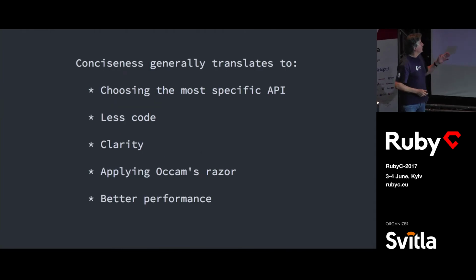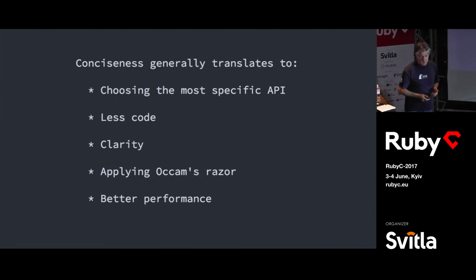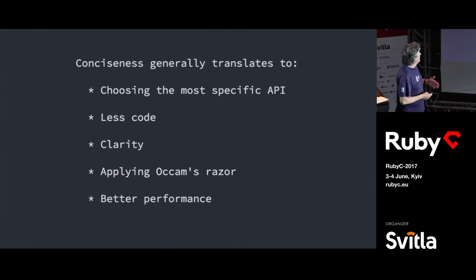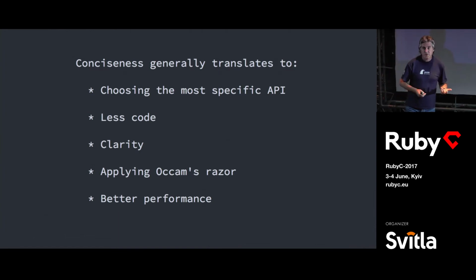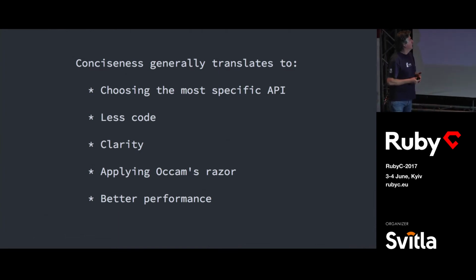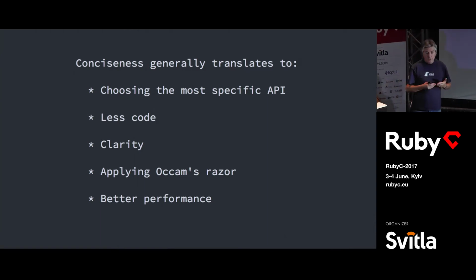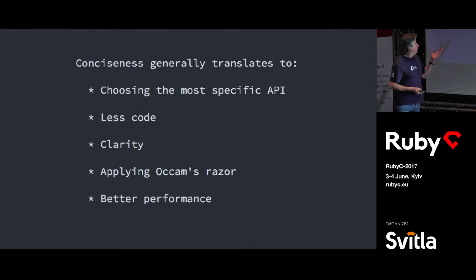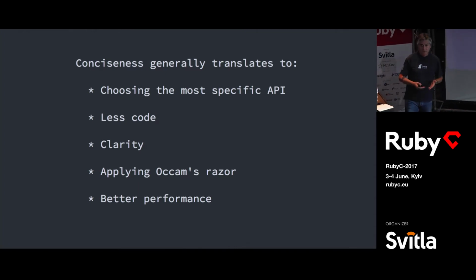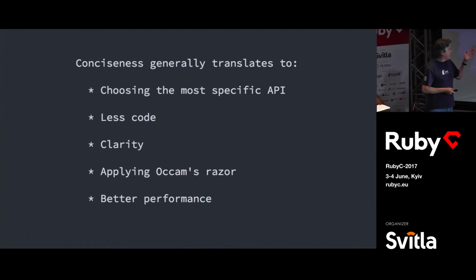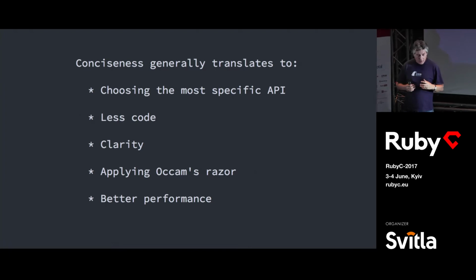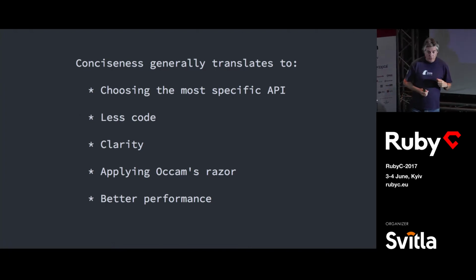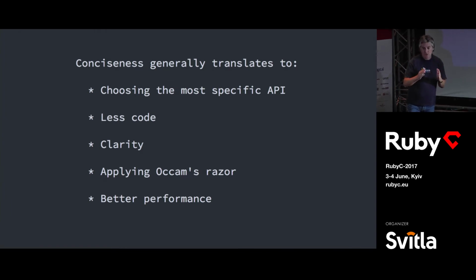That's more concise. Conciseness oftentimes conveys a number of things. Oftentimes it goes with choosing the more specific API that you have. Oftentimes it involves less code. Oftentimes that code is more clear. You apply Occam's razor to the API, especially when you are reading the code. When you are reading the code, you are given the exact information about what that is doing.